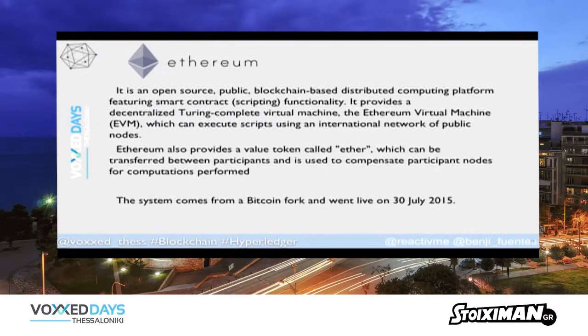In fact, you have one smart contract in Bitcoin. It's the smart contract that is dealing with the exchange of currency between two users. But you cannot change that.